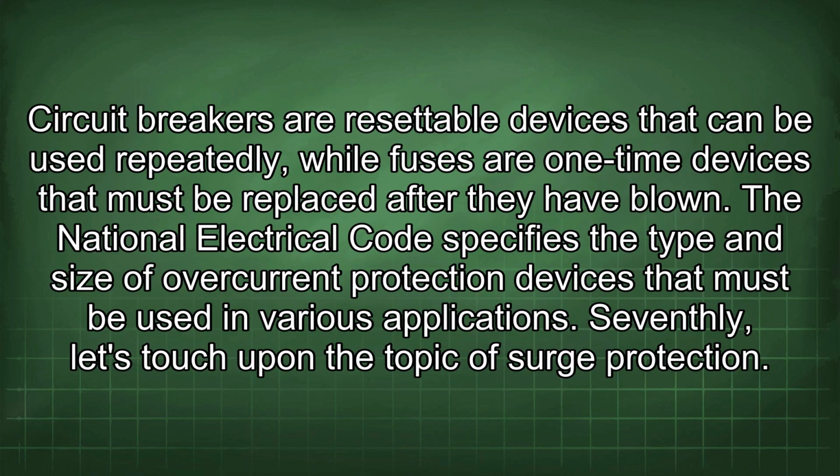Circuit breakers are resettable devices that can be used repeatedly, while fuses are one-time devices that must be replaced after they have blown. The National Electrical Code specifies the type and size of overcurrent protection devices that must be used in various applications.